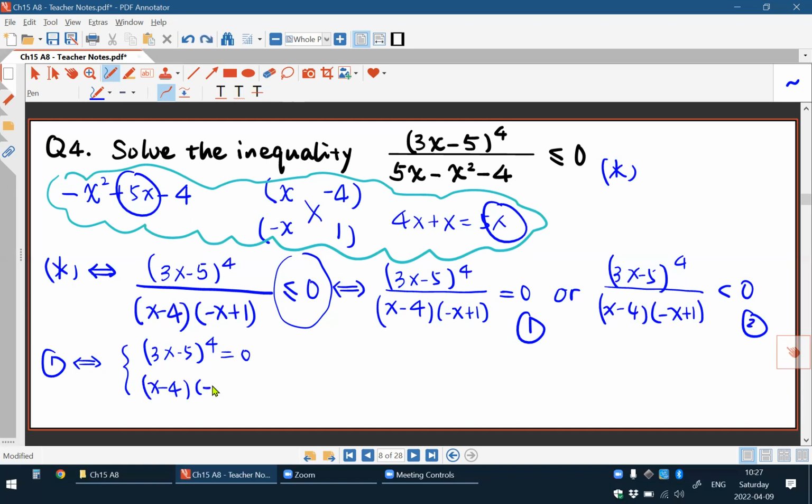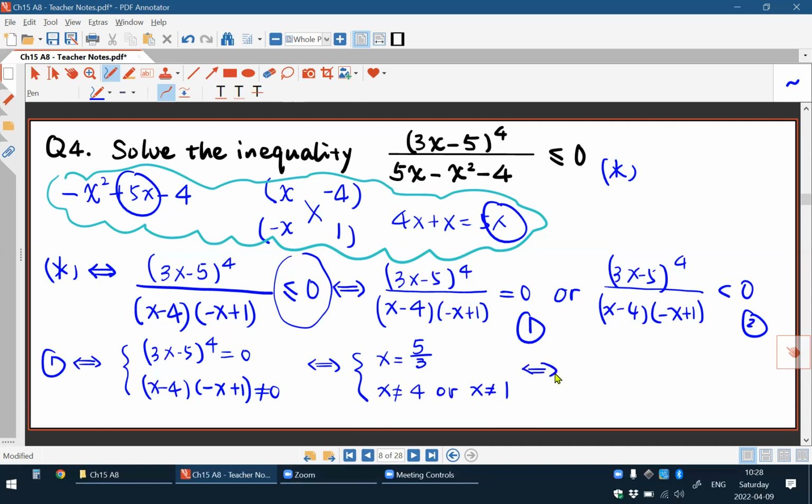Do not forget the constraints. The denominator cannot be 0, otherwise it will enlarge the solution set. So this is equivalent to, first of all, x can be 5 over 3. That'll make the numerator 0. And x cannot be either 4 or 1, right?